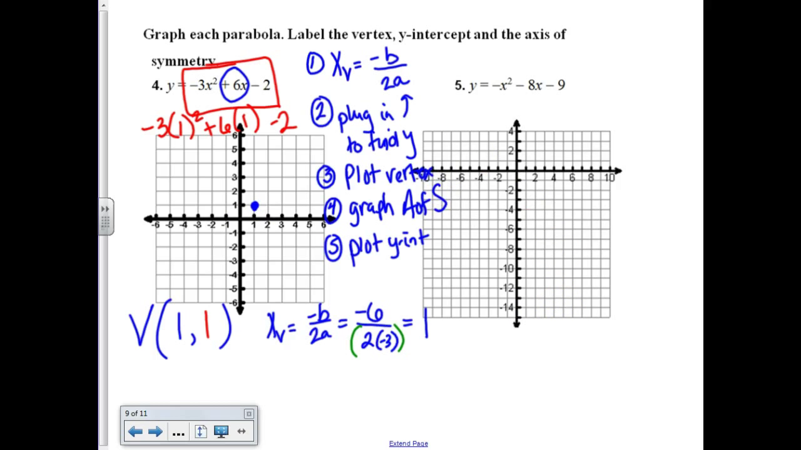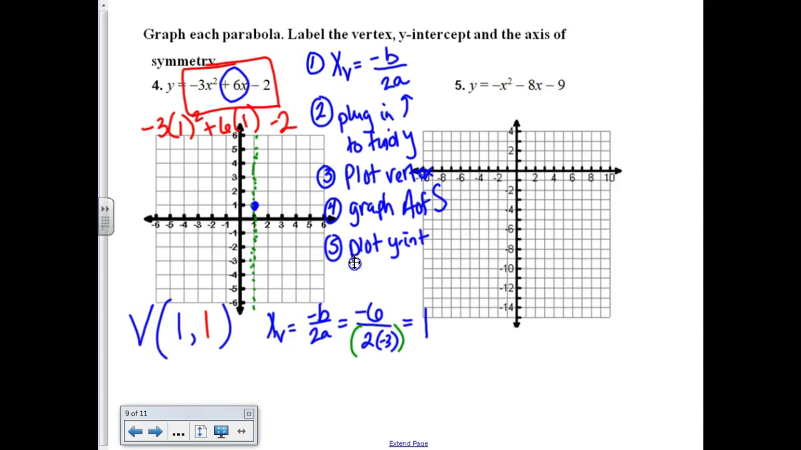Now let's graph the axis of symmetry. I'm going to use green highlighter. There's my axis of symmetry. Whoops. Oh, geez. This is not a straight line. All that dancing over there. All right. Where are we at?